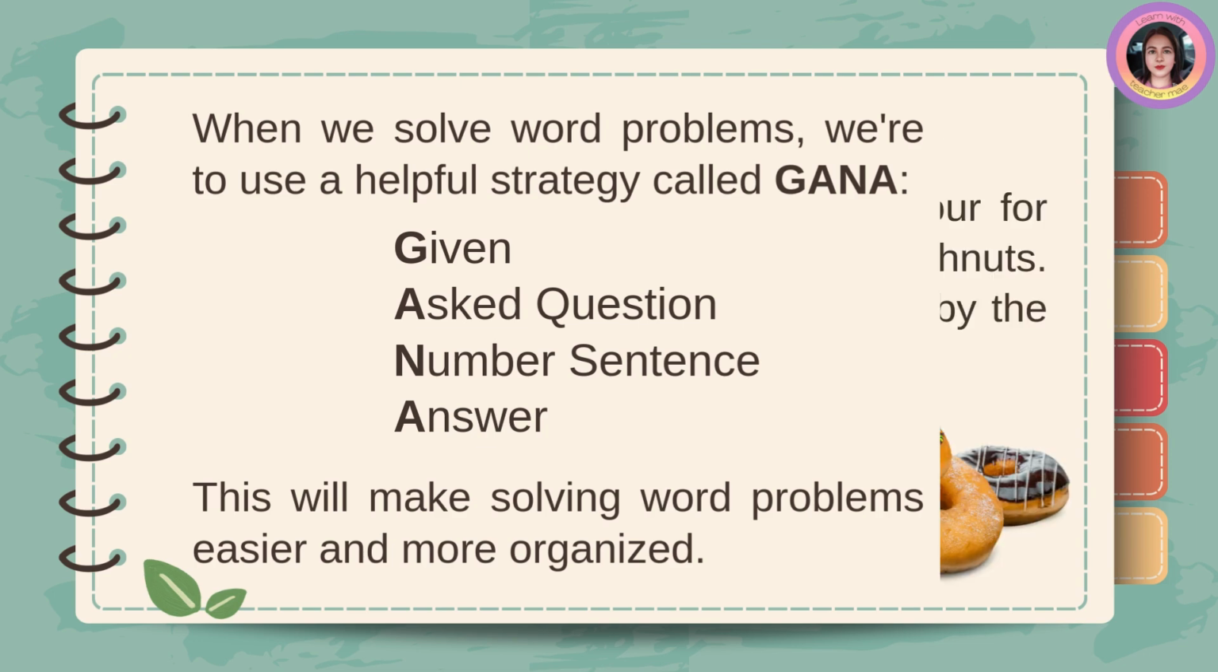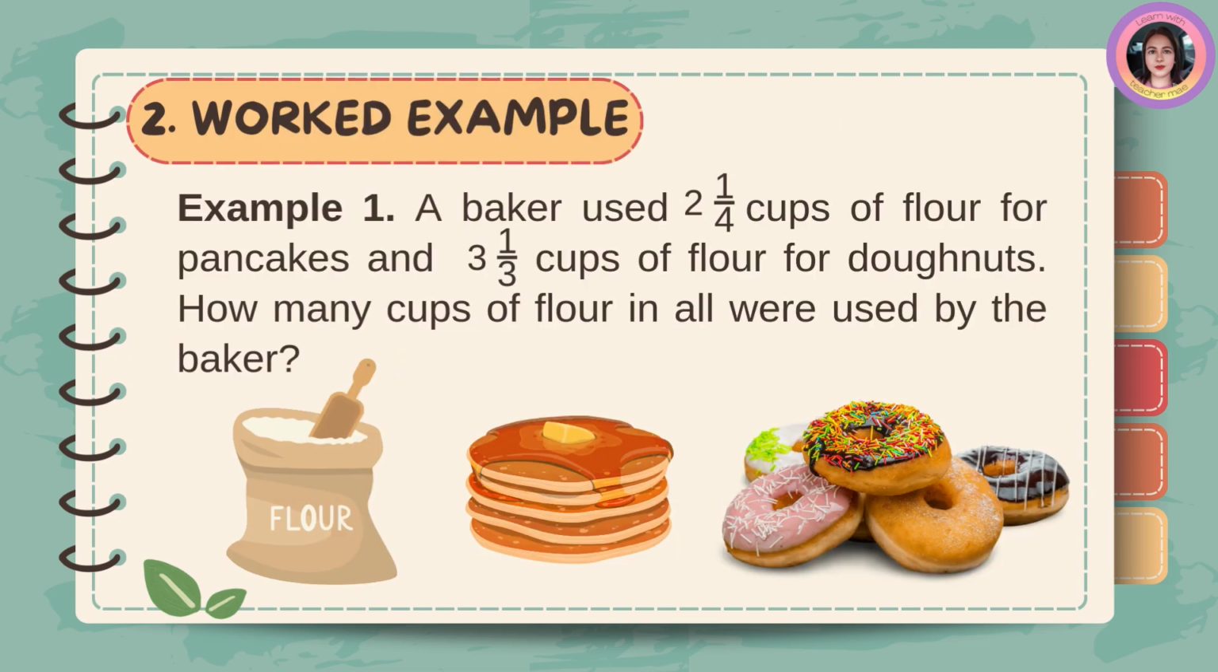Example number 1. A baker used 2 and 1/4 cups of flour for pancakes and 3 and 1/3 cups of flour for donuts. How many cups of flour in all were used by the baker?